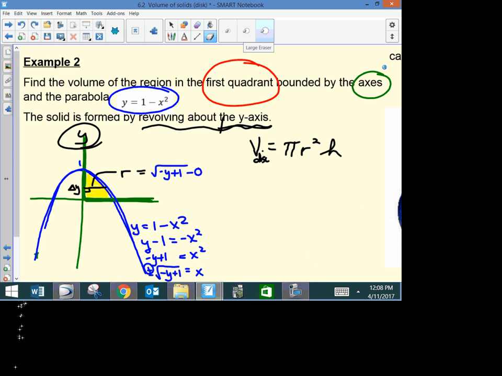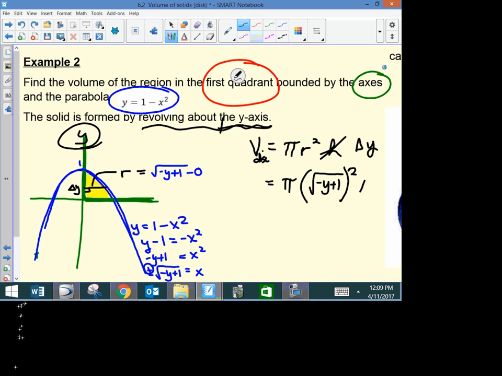Okay, good question. All right, so I got my pi, I got my R, so I'm just putting it in. My R, when I take this, is really another radical squared. I don't have to deal with the 0, because that simplified is that. And then H becomes change in y.